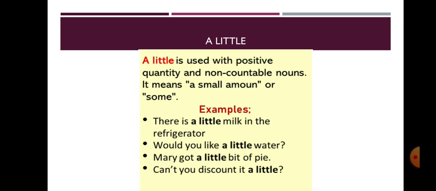For example, there is a little milk in the refrigerator. Milk is an uncountable noun, so we are using a little here. Would you like a little water? Water is again an uncountable noun, so we are using the quantifier a little. Mary got a little bit of pie. Here also bit of pie is uncountable, so we are using a little.